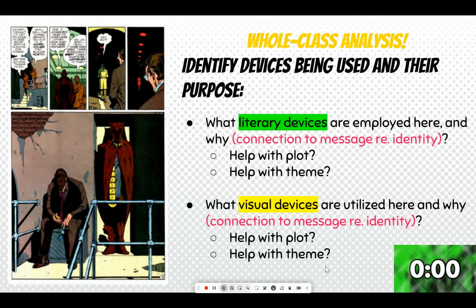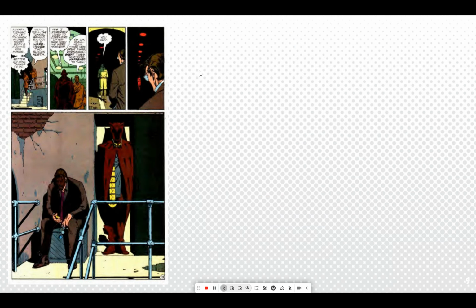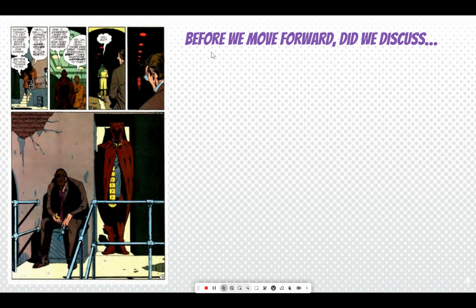Okay, so if we take a look at this, I compiled a list of things that might have come up in your conversations. If you don't have some of these things, you might want to just add them to your sheet of paper, either on the front in your annotations or on the back. So, did you discuss the use of color in this scene?